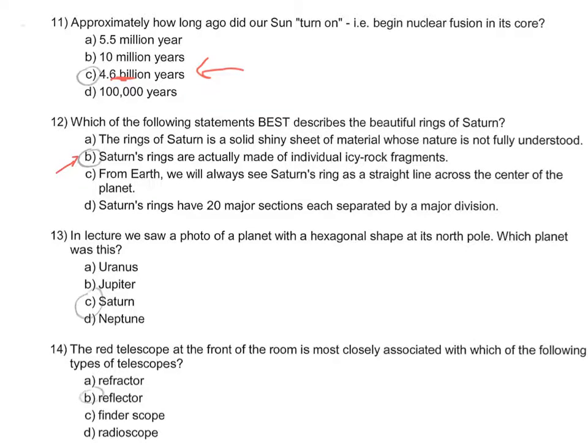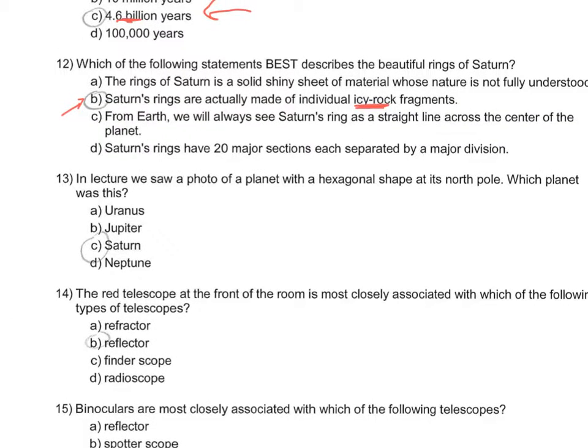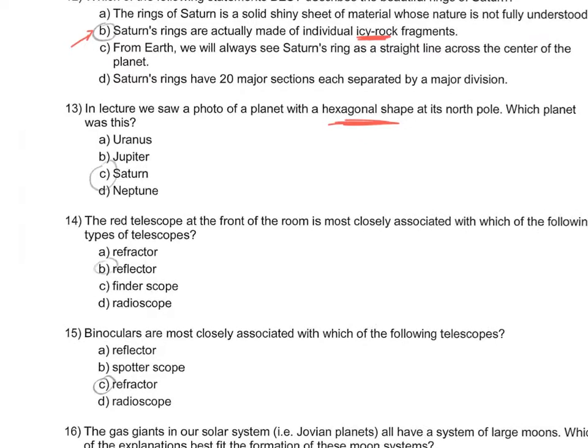And B, it's true to say that Saturn's rings are made of these kind of reflective icy rock fragments. So remember, it's not like a solid sheet. Question 13, in lecture, we saw a photo of this hexagonal shape at the North Pole of the planet Saturn. So that's pretty cool. Six-sided shape in Saturn's clouds.